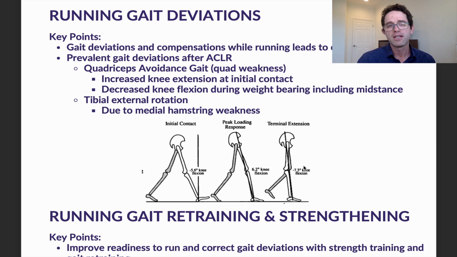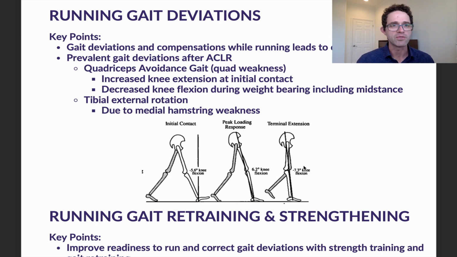Another common gait deviation is going to be tibial external rotation, and this is especially in your hamstring graft patients because they're going to see that hamstring is just not as strong on the medial side, which is causing some external rotation of the tibia.